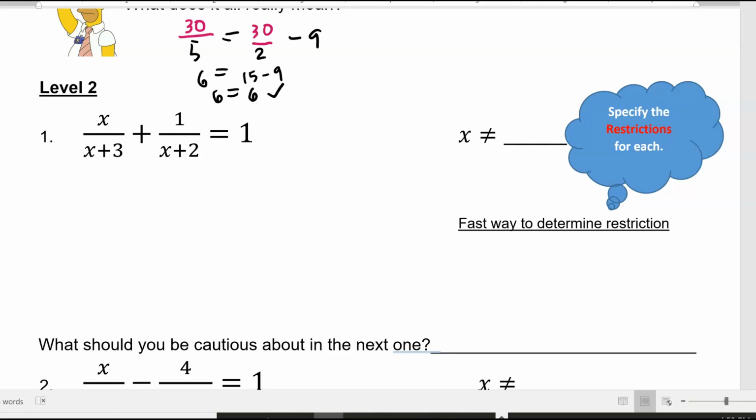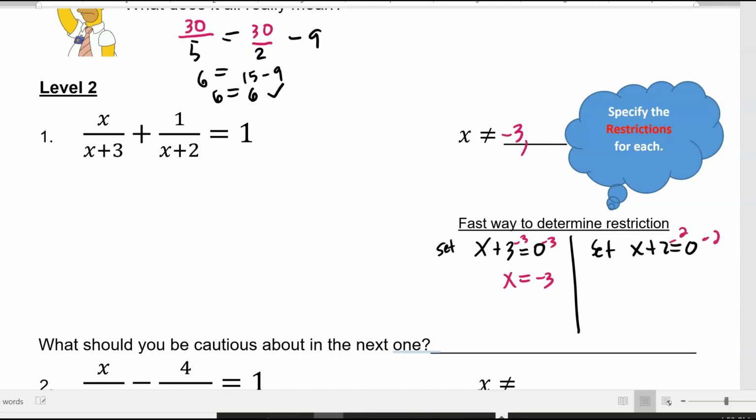The best way to look for restrictions is to go to your denominators, set them to 0, and solve for x. Here we have x plus 3 and x plus 2. Set x plus 3 to 0 and solve for x, and set x plus 2 equals 0 and solve for x. Subtract 3 here. Our restrictions are x equals negative 3, and we can't have a negative 3 here.